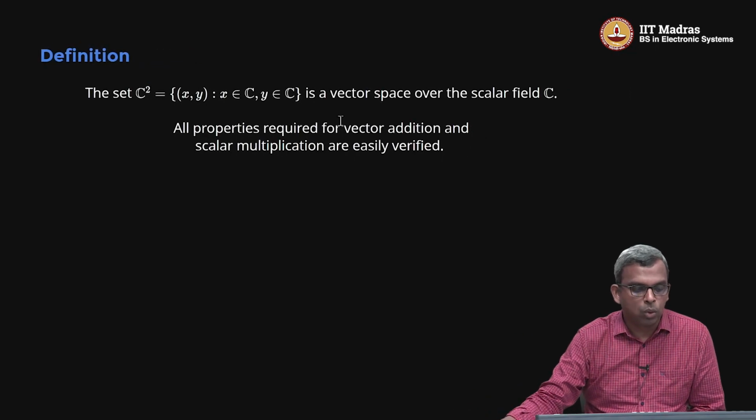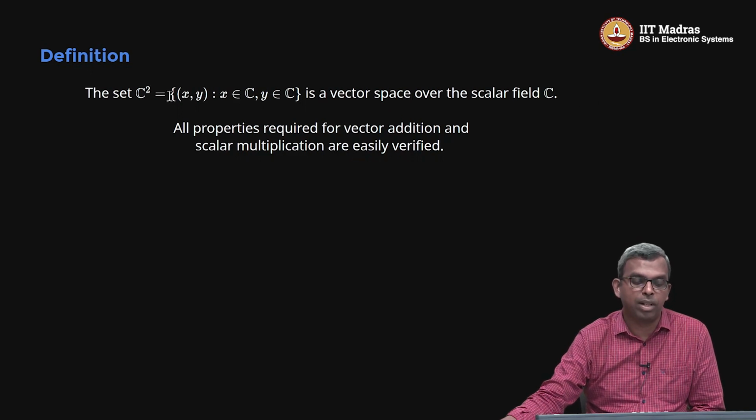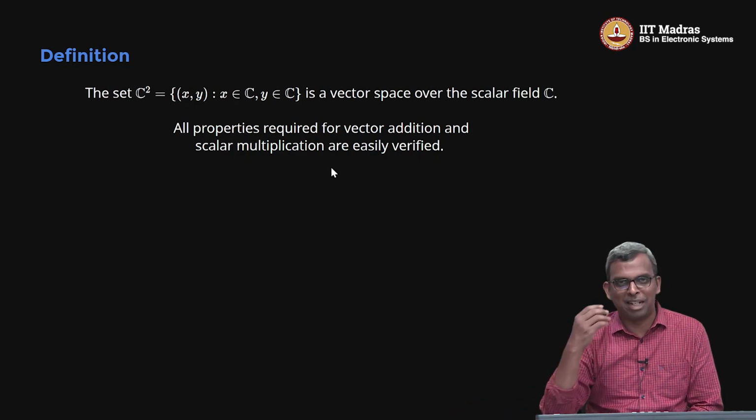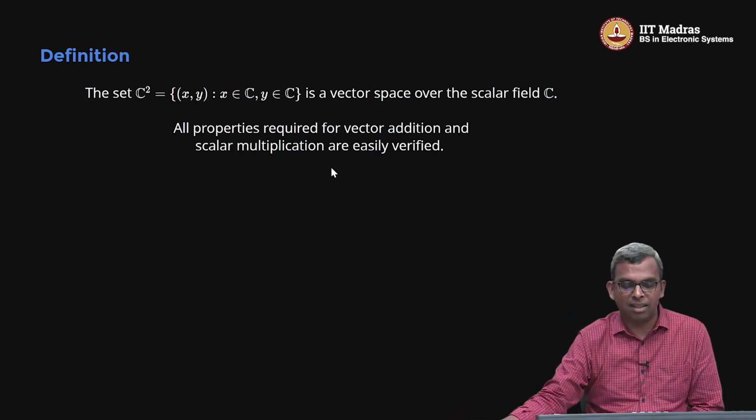So the set C2 is the set of all (x, y), however now x can be in C, y can be in C, where C is the complex field. So this becomes a vector space over the scalar field C. C2 is defined in this fashion, much like R2, (x, y) where x is in R, y is in R. Now here x becomes C, y becomes C. All the properties required for vector addition and scalar multiplication can be verified. I'll leave that as an exercise to you. You can quite easily verify this.